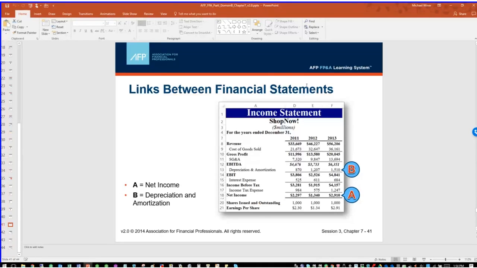So on the income statement, we have net income, and we're going to call that A. That's the very bottom, right? And then we have B, which is depreciation and amortization. Okay, that got us from EBITDA to EBIT. Interest expense is left, and income tax expense, because both of them are paid in cash.